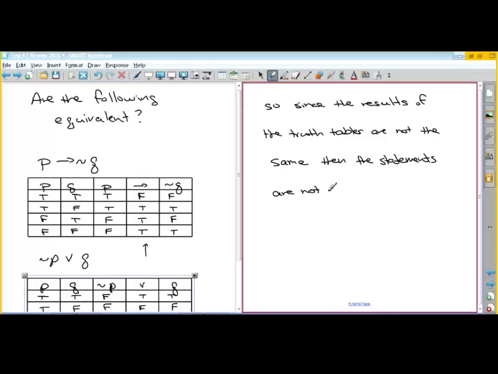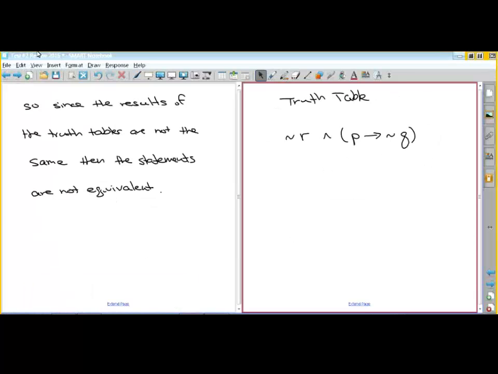are not equivalent. If they ended up being the same, you would write the same thing, except since the results of the truth table are the same, then the statements are equivalent. So it's one or the other. If they match up, then they are equivalent. If they don't match up, then they're not equivalent.